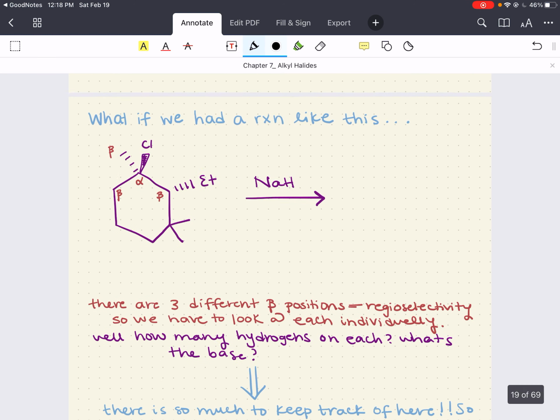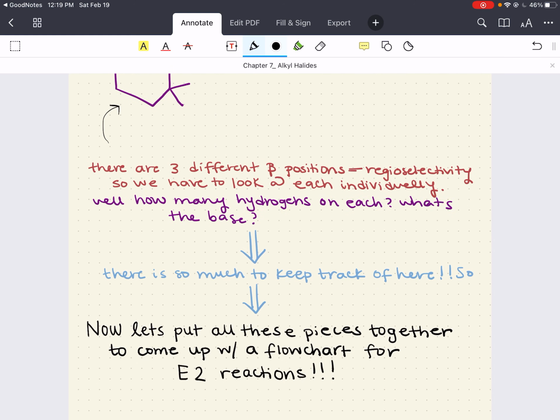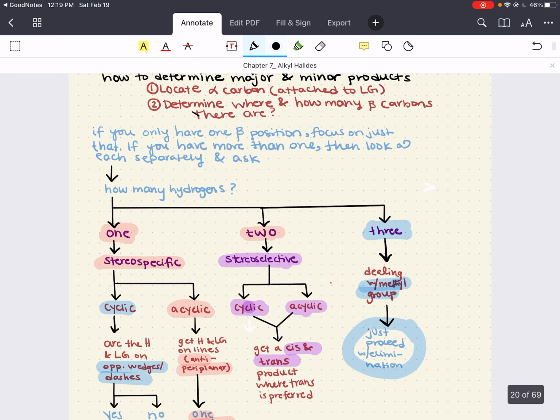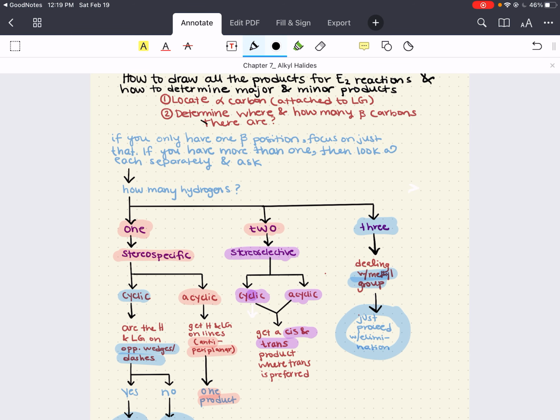Now, that's a lot of pieces to put together. If you have a reaction like this, oh my God, there's 3 beta positions. That means we have to look at each beta position separately, determine how many hydrogens are at each, what base we're using, draw all the products, and then identify major and minor products. That is so much to keep track of. So let's put it all together and come up with a flow chart that's going to help us keep track of this. Here's a flow chart that I have created.